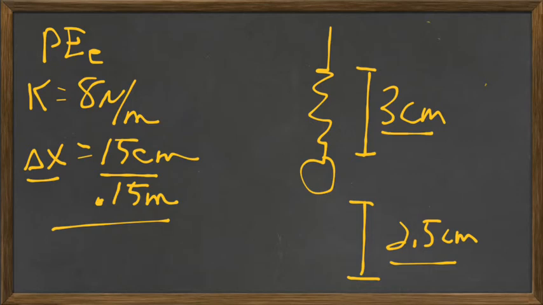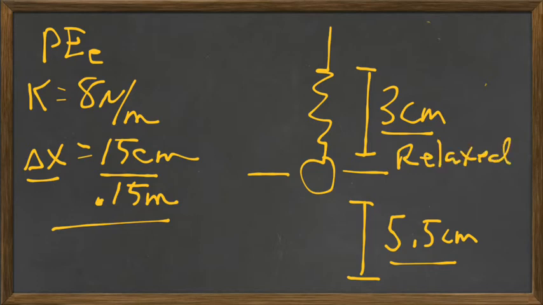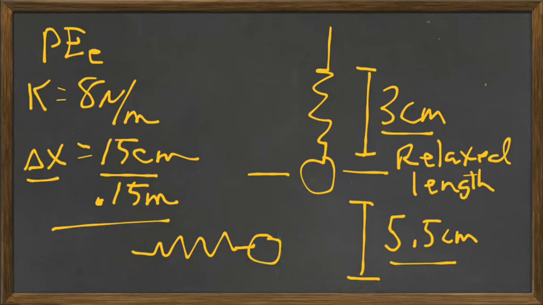and I stretch it to a total of 5.5. What's my displacement? 2.5 centimeters. My zero point for measuring position on a spring is something we call the relaxed length. And that is when I let a spring just hang, or if it's a horizontal spring, let it spring out as much as it's going to horizontally. That particular value is where I start to measure displacement from.